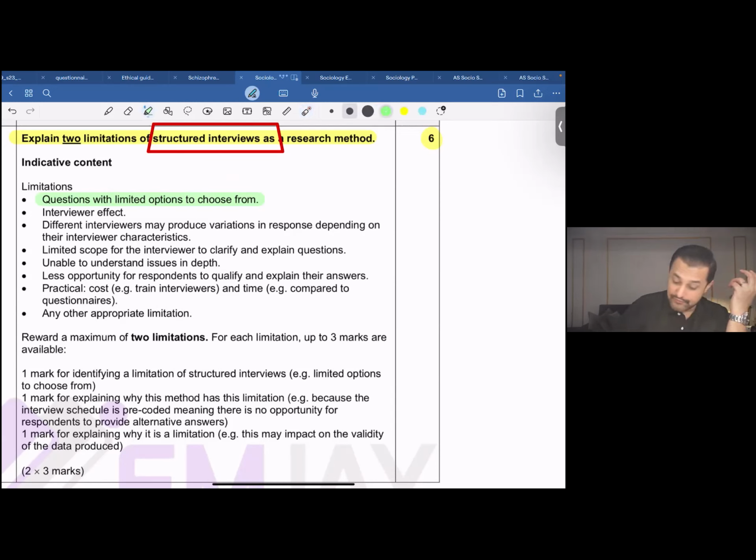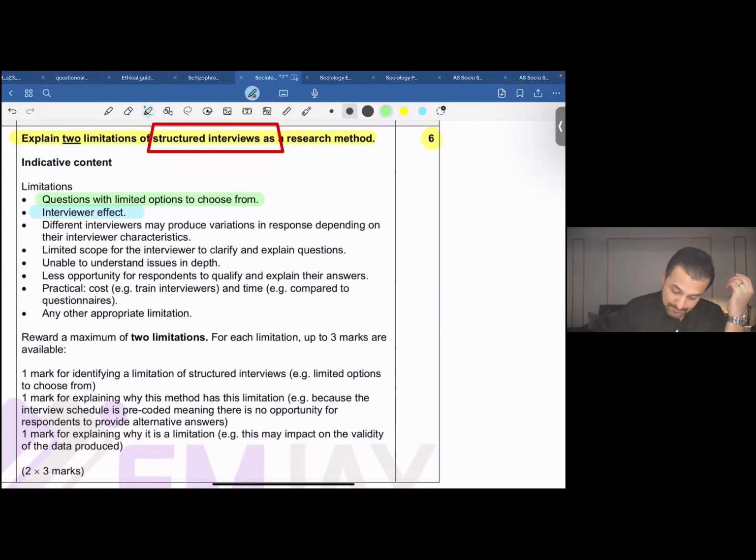Now, the second disadvantage or limitation that you could possibly use over here is the interviewer effect, right? If I talk about a comparison between data being collected through a questionnaire versus data being collected through an interview, of course, the presence of another human in front of you might affect the responses that you give. So interviewer effect is a disadvantage.